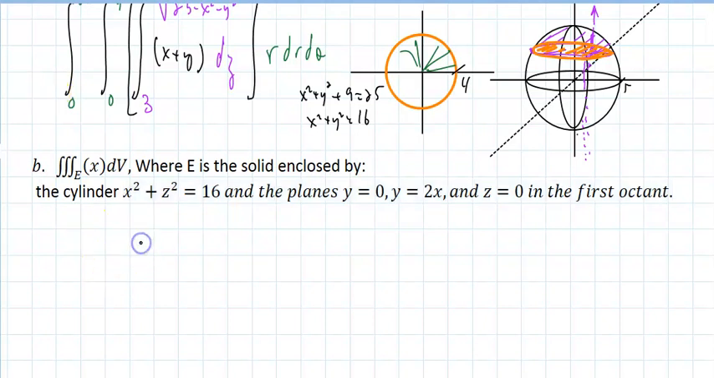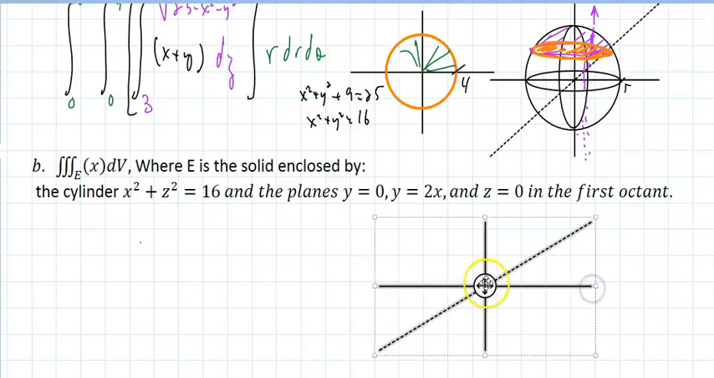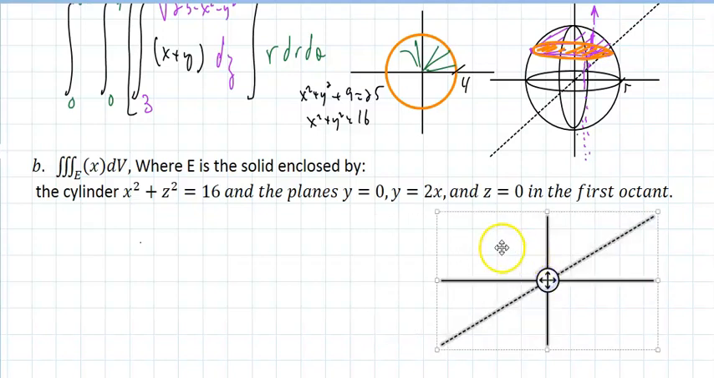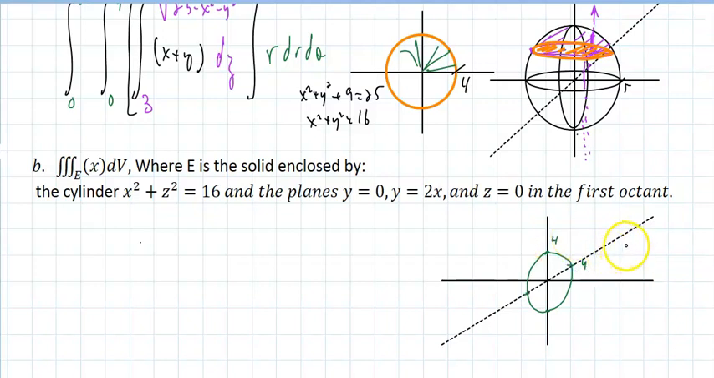Okay, how about the next problem up? E is the solid generated by the cylinder cut off at 4, 1, 2, and let's say those are 4 each. Something like this.